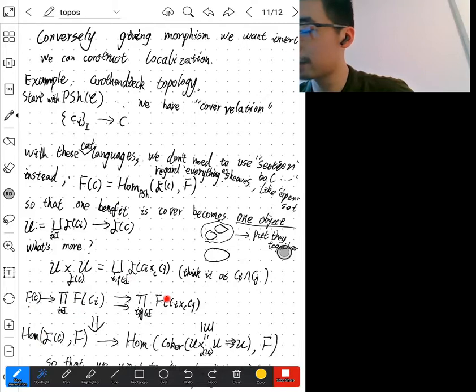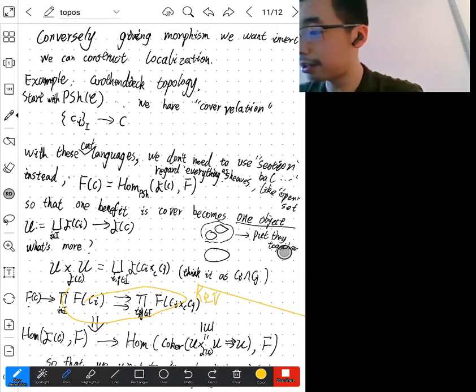We want to see that the kernel of this part is just F(C), right? One way to see this kernel, because we take the hom set, is to take the coequalizer. The kernel of this map is just the coequalizer of this, U times U rightrightarrows U, by the universal property of the coequalizer. And we take the hom, it's just the hom out of the coequalizer of this.